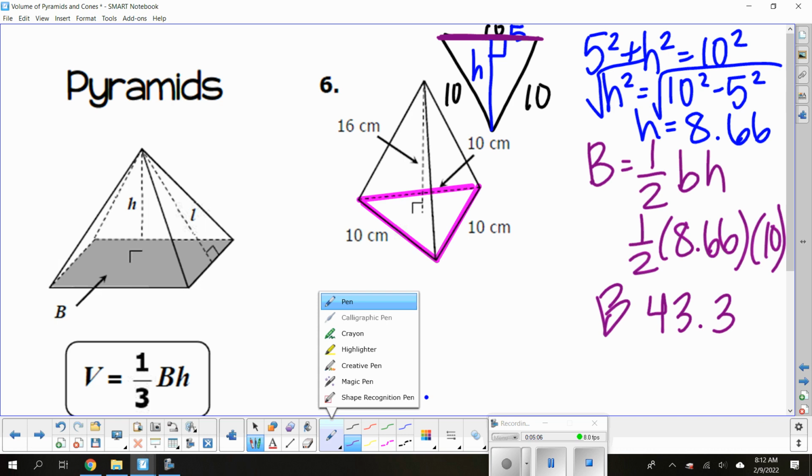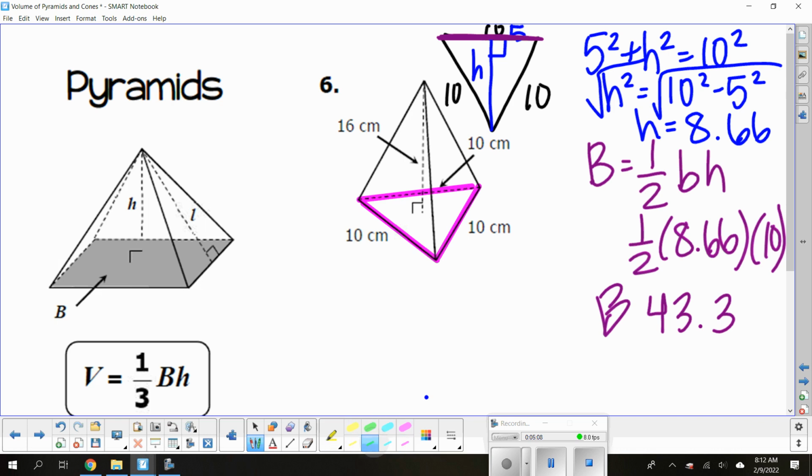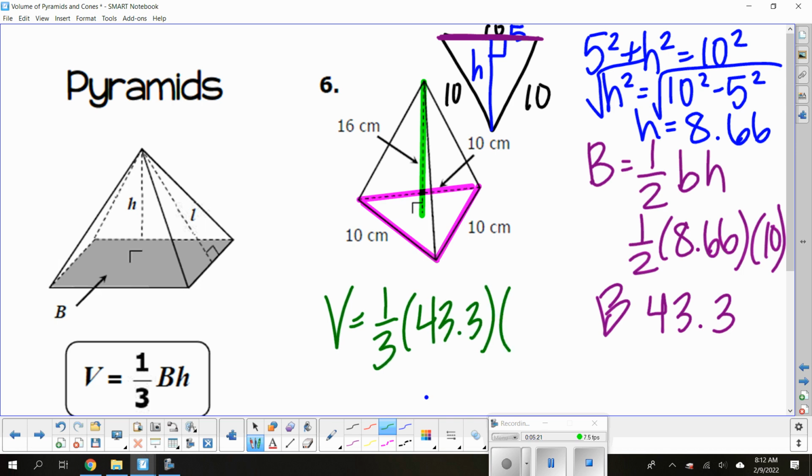To go for volume, you need your area of the base, and that height, and the height they gave me, yes, it is perpendicular to the center. So I can run with my volume. Volume is going to equal 1/3, big B, 43.3, times your height, which is 16, for a volume of 230.